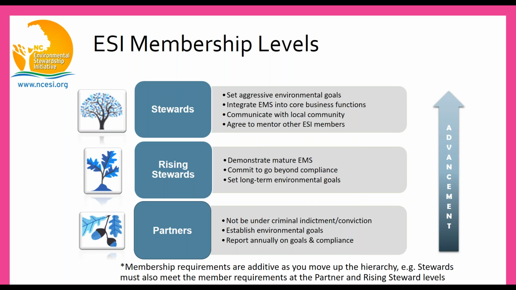For the higher two levels, the rising stewards and stewards, you can see there are other requirements, but for both of them, we ask them to demonstrate a mature EMS. So that's where our EMS touch comes in. And they can either be third-party certified, or if they're not, we will go out and do a functional equivalent audit for them, where we look at the requirements of the ISO 14001 2015 standard and make sure they're meeting the intent. But they can't use our functional equivalent for any other purpose outside of their ESI membership.